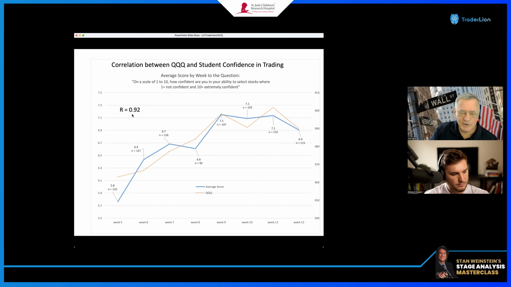And when you do a correlation, the correlation between the two is 0.92. In social science, you don't get much higher than 0.9 as a correlation. What that means is people's confidence in their ability to trade went up and down with the market. I would suspect there are quite a few people out there who feel the same way, because when I have a real bad period, I'm questioning, what do I know?